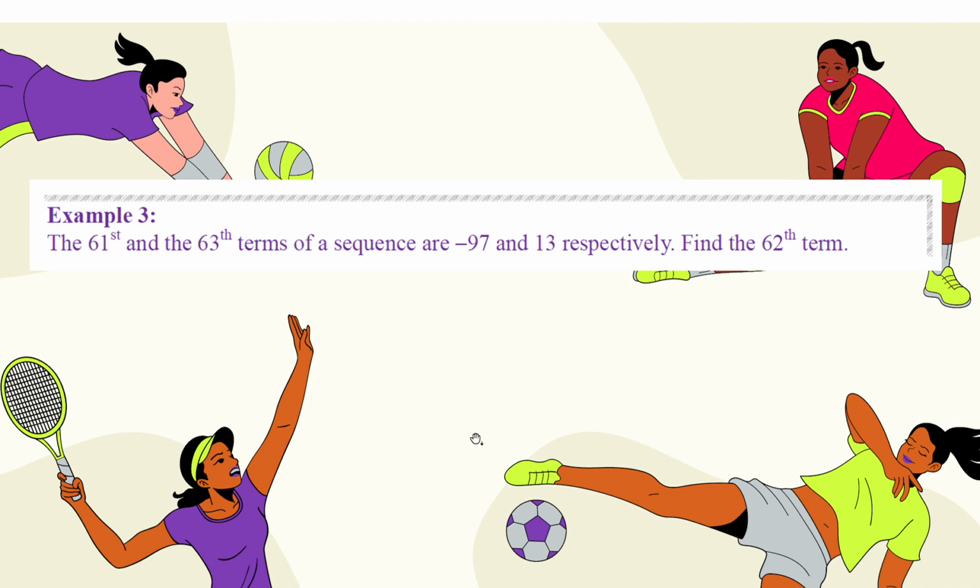So look at the question. Don't try to find a and d. Find the 62nd term directly by the concept of arithmetic sequence.